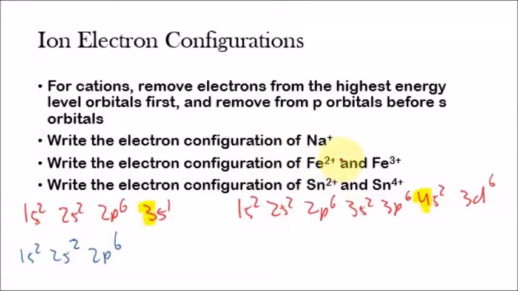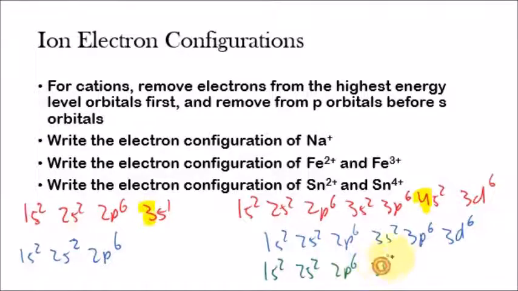So for iron 2 plus, we need to remove 2 electrons to achieve that 2 plus charge. So the electron configuration would be 1s2, 2s2, 2p6, 3s2, 3p6, and then 3d6. And then for the final one, to get to Fe3 plus, which is 3 electrons lost, we already lost 2, so we remove the electron from this d orbital here. So 1s2, 2s2, 2p6, 3s2, 3p6, and then 3d5. So remove it from the highest energy level first, even though technically the s orbitals have less energy than the d orbitals. Make sure you remember that.